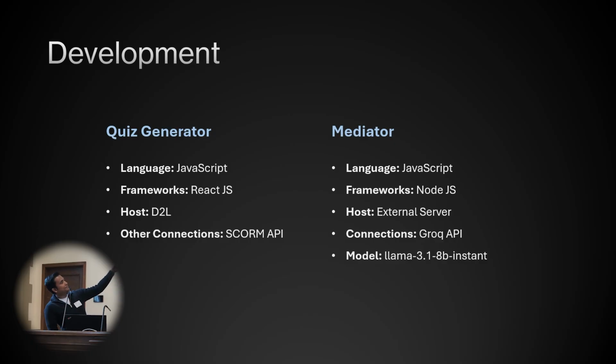And the mediator itself is also written in JavaScript, and uses Node.js. The thing is, this is hosted on an external server. It's not a part of D2L. It's hosted somewhere else. In this case, it's on one of my personal computers. And as for the connections, for the LLM connection, I use the Groq API, not ChatGPT. The Groq API is not the Twitter API. It's a different API. And the model that I use is Llama by Facebook or Meta. But you're able to change this to whatever you want.